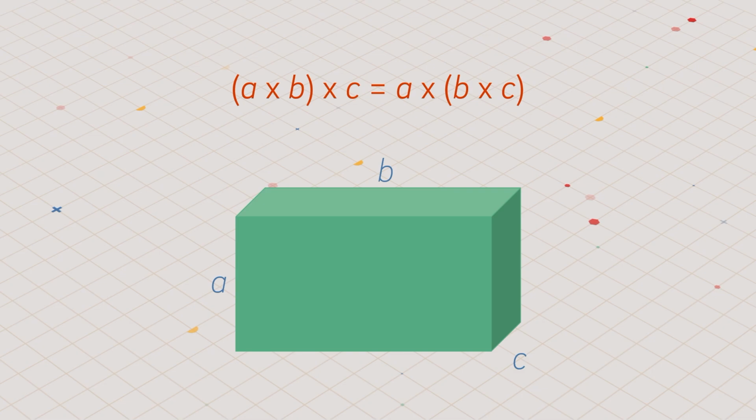The associative property can be expressed algebraically as A times B, all multiplied by C, which is the same as multiplying A by B times C.